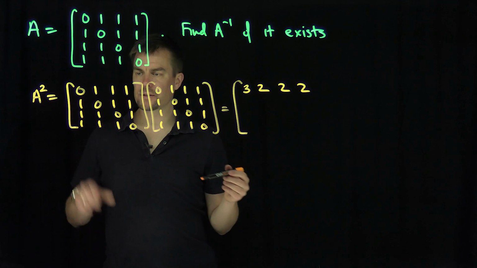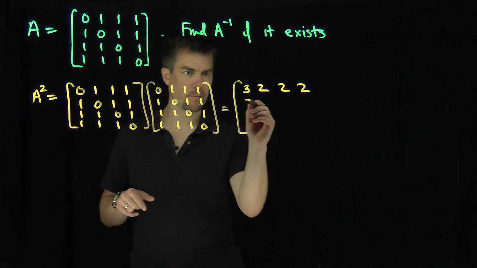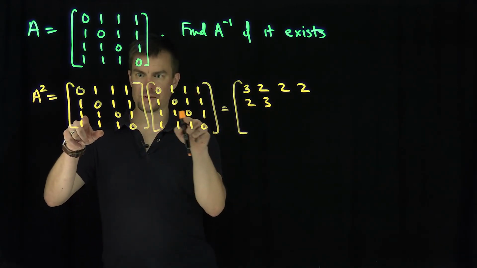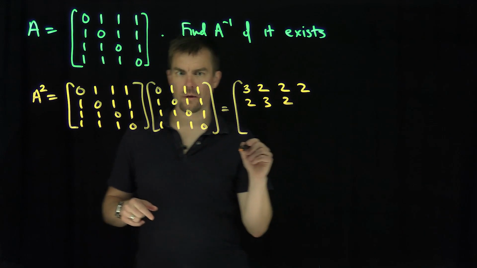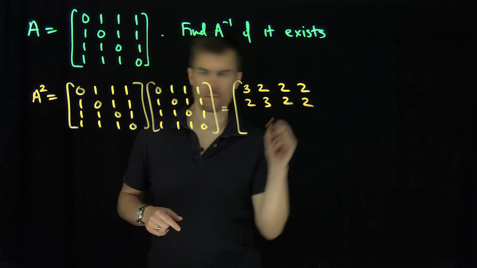And then the next thing we're going to get is the following. If we do the next row and column, we'll get a 2, then we'll get a 3. Then we'll get a 2 again. Then we'll get a 1, a 0, a 1, and a 1. I'll get another 2. Great.